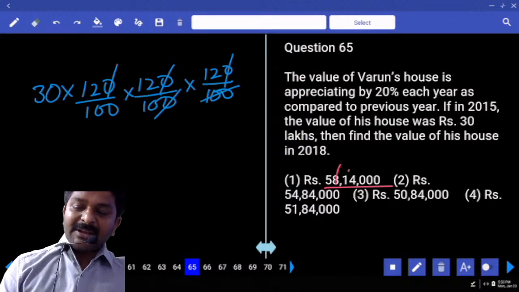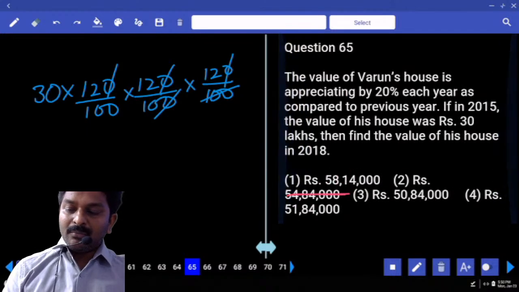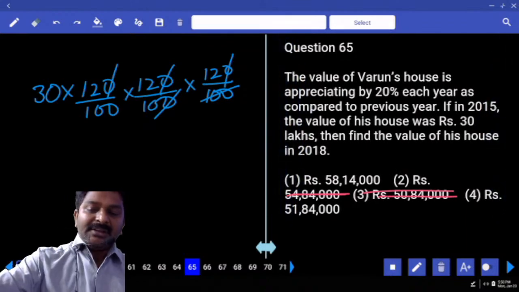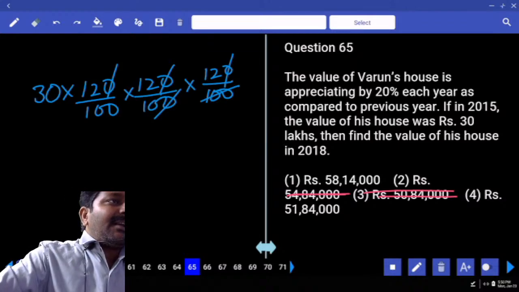Yes. 8 plus 1 is 9, 5 plus 4 is 9. Can it be second option? No. Can it be third option? No. Can it be fourth option? Yes. Same numbers, but there is a change in the order, correct?